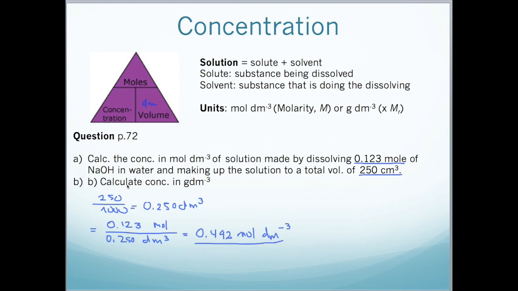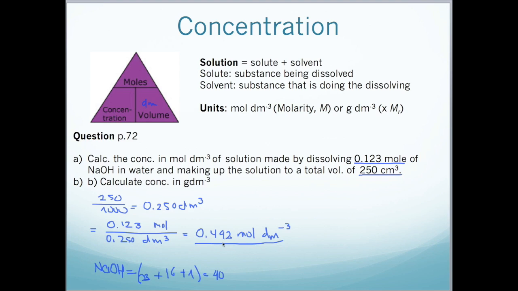And part B is asking us to calculate the concentration in grams per decimeter, and that's quite easy. We simply need to multiply the concentration by the molar mass. So molar mass of NaOH, so we have sodium, which is 23, plus we've got one oxygen, which is 16, and one hydrogen. That gives us 40.